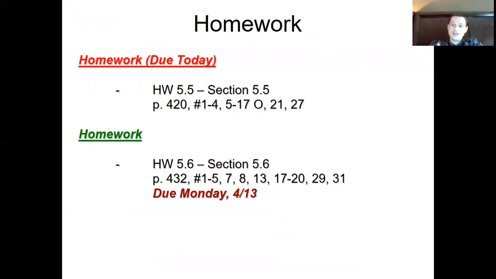So there you go, guys. Your homework 5.5 is due today. 5.6 is not due till Monday. You got 5 days on these problems. They are going to be tricky, okay?